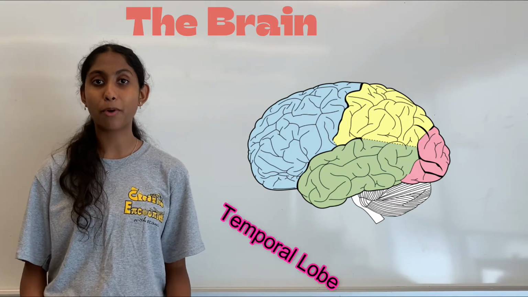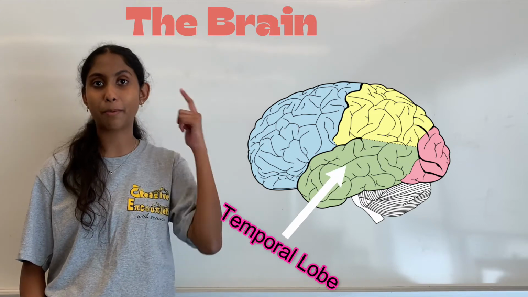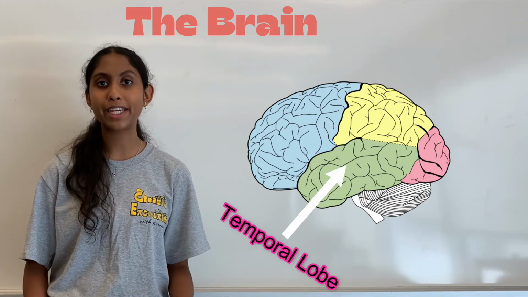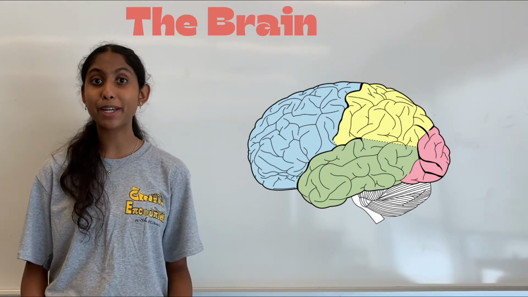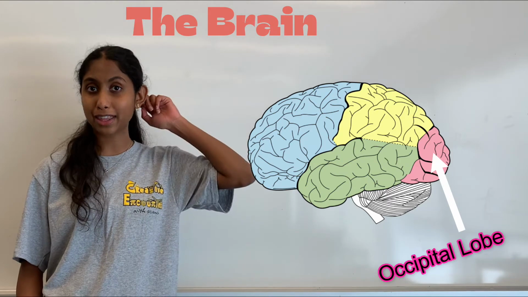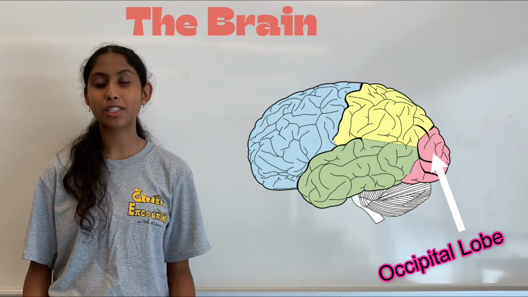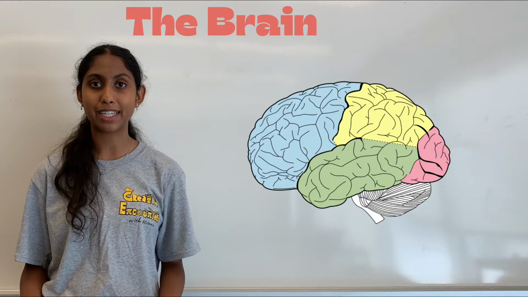Then we have our temporal lobe, which is found at the side of our brain. This helps control our hearing, language, emotion, and memory. Finally, we have our occipital lobe, which is found at the back of our brain. This helps us understand all the things that we're seeing.